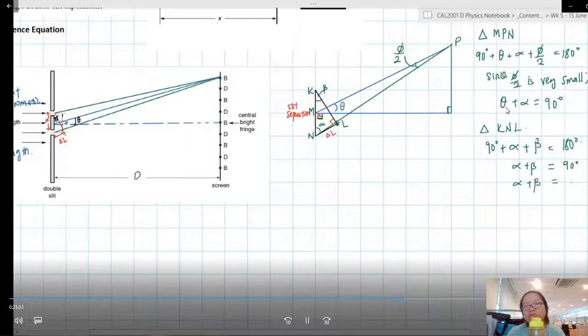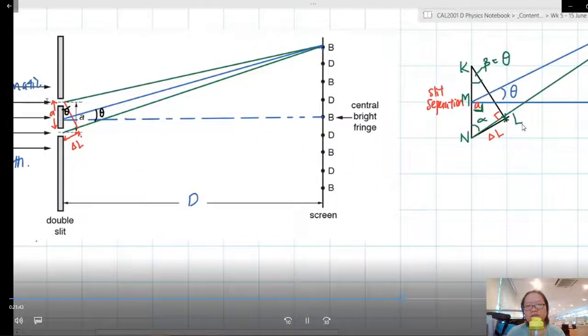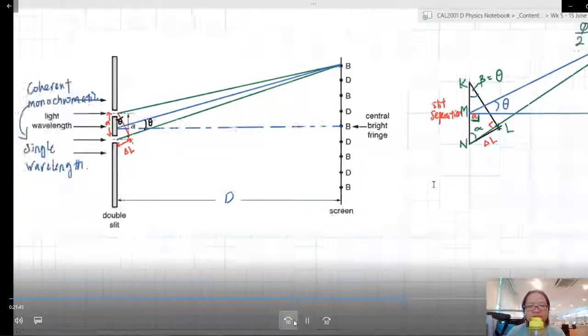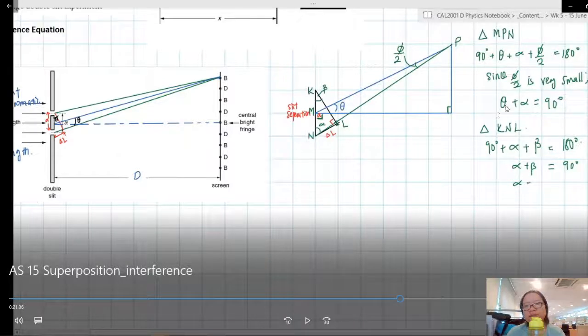Compare. If theta plus alpha is 90 and alpha plus beta is 90, hang on, let's go back. If theta plus alpha is 90 and alpha plus beta is 90, then theta must be equal to beta. So this angle here, theta, must be the same as this angle here, theta.